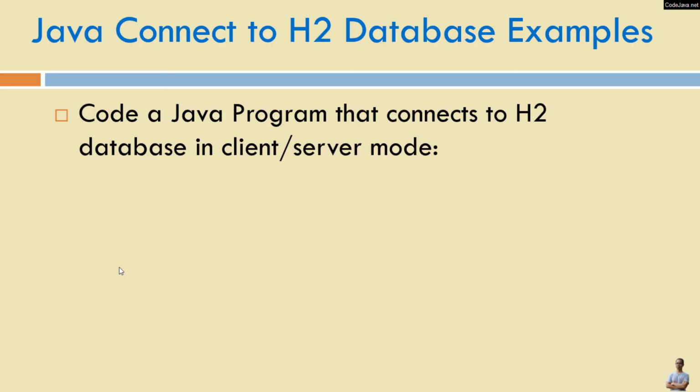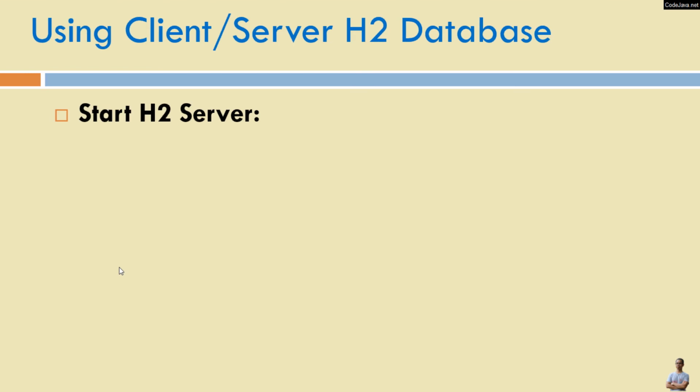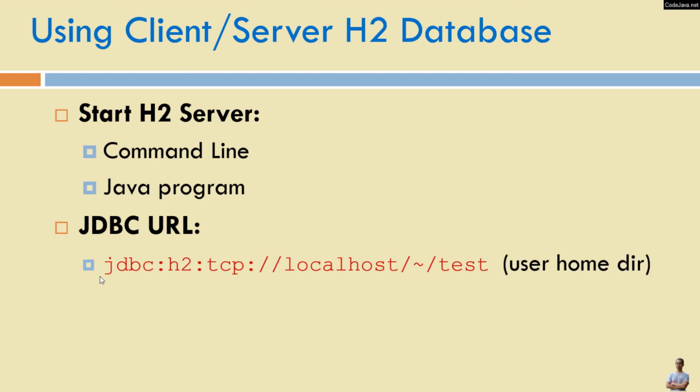Next, I'd like to show you how to code a Java program that connects to H2 database in client server mode with server started from command line, and the program will select all rows from a table in the database. Note that in client server mode, you can start the H2 database server either from command line or from within the Java program. And here's a couple of JDBC URL examples. The first one is like this: jdbc:h2:tcp://, and then the host name, and then the database name.